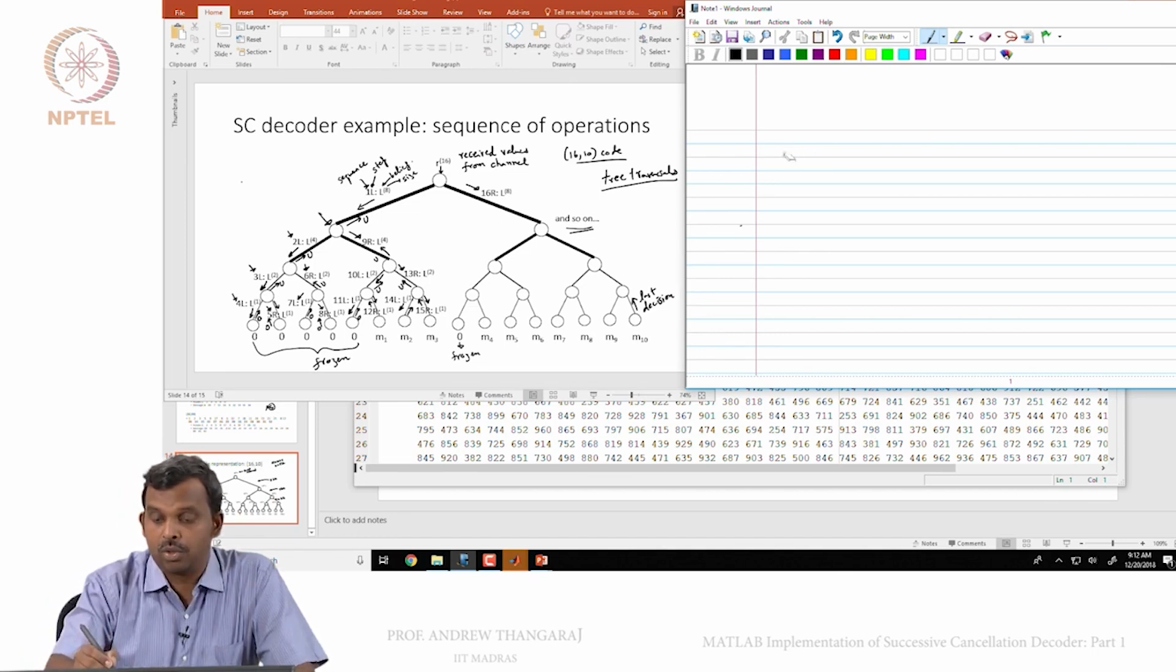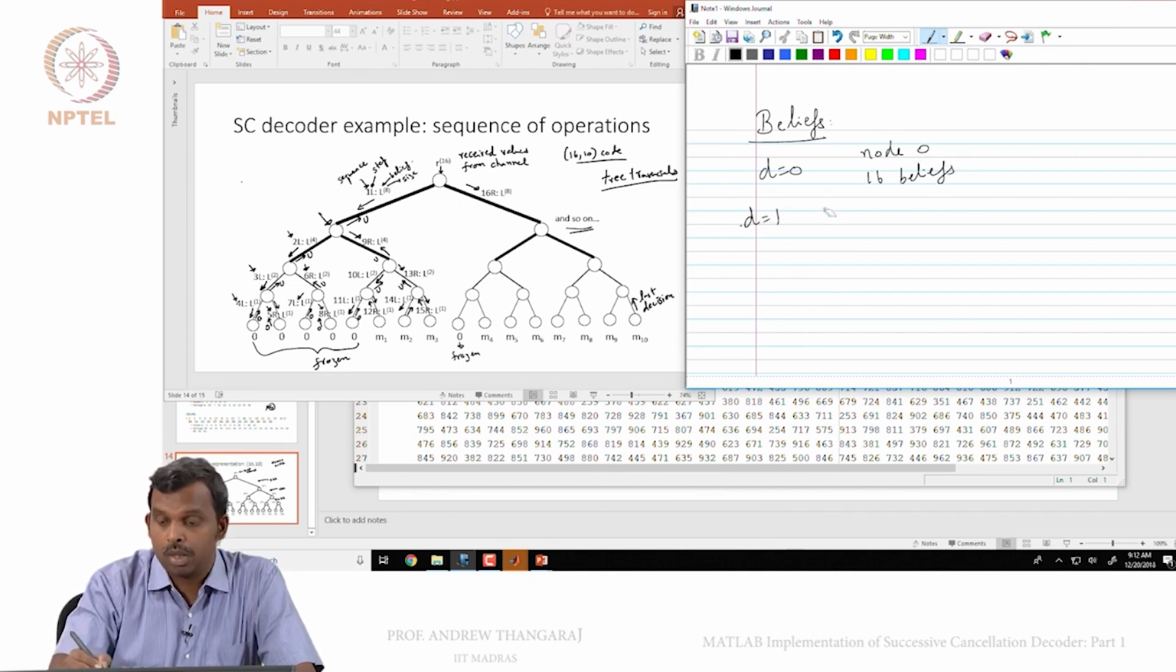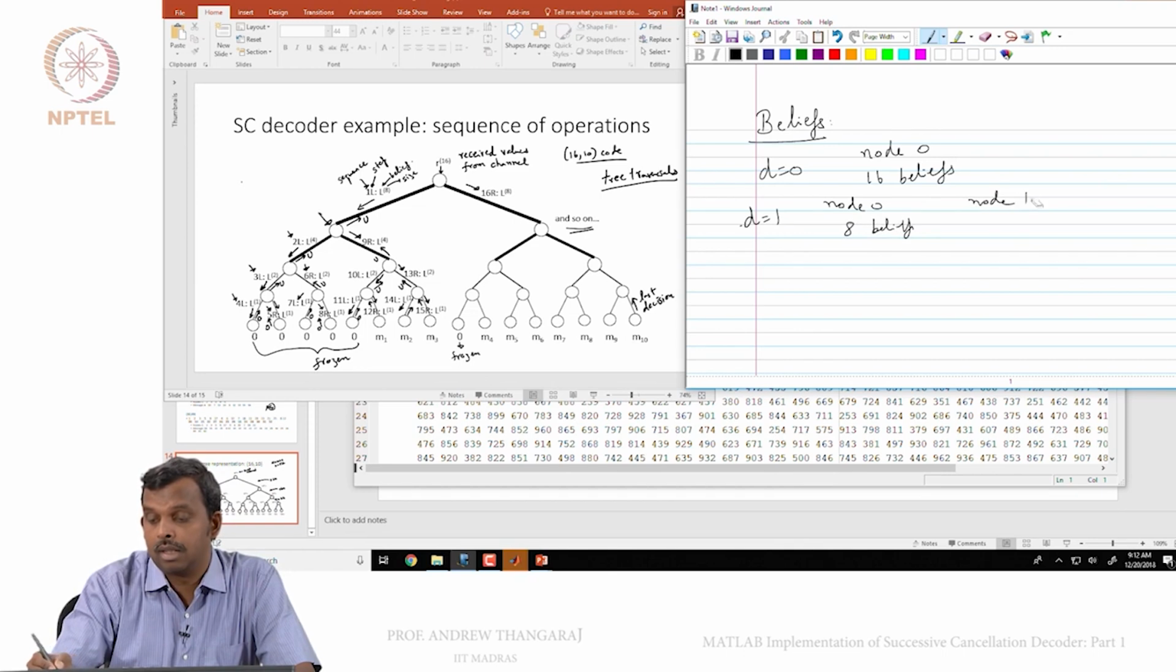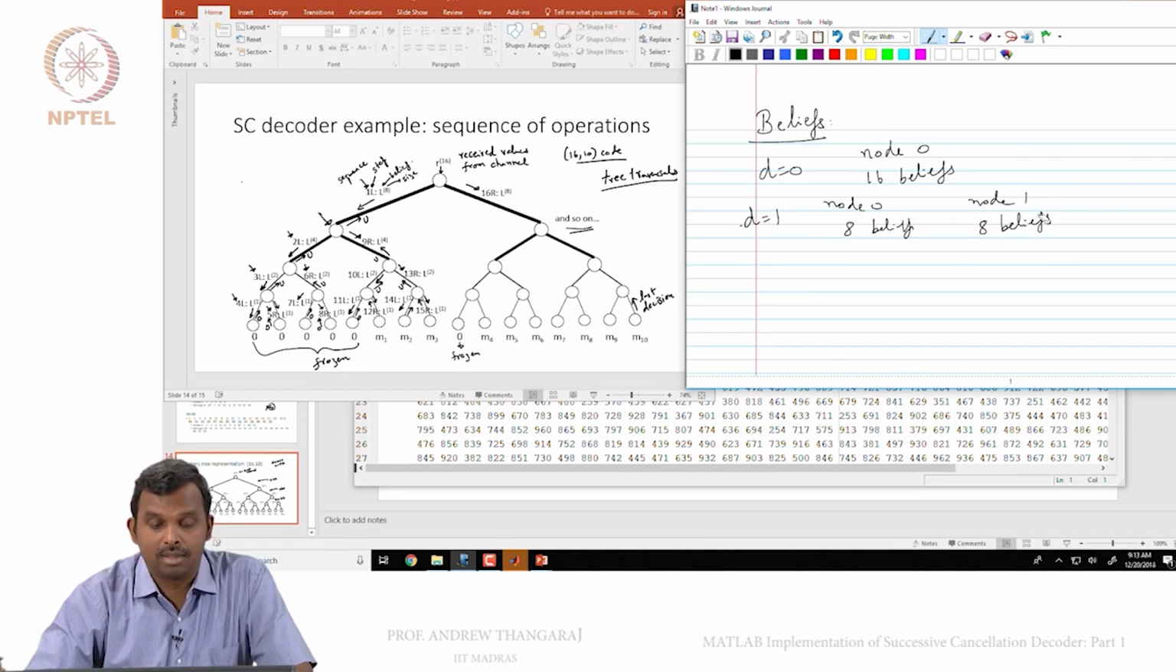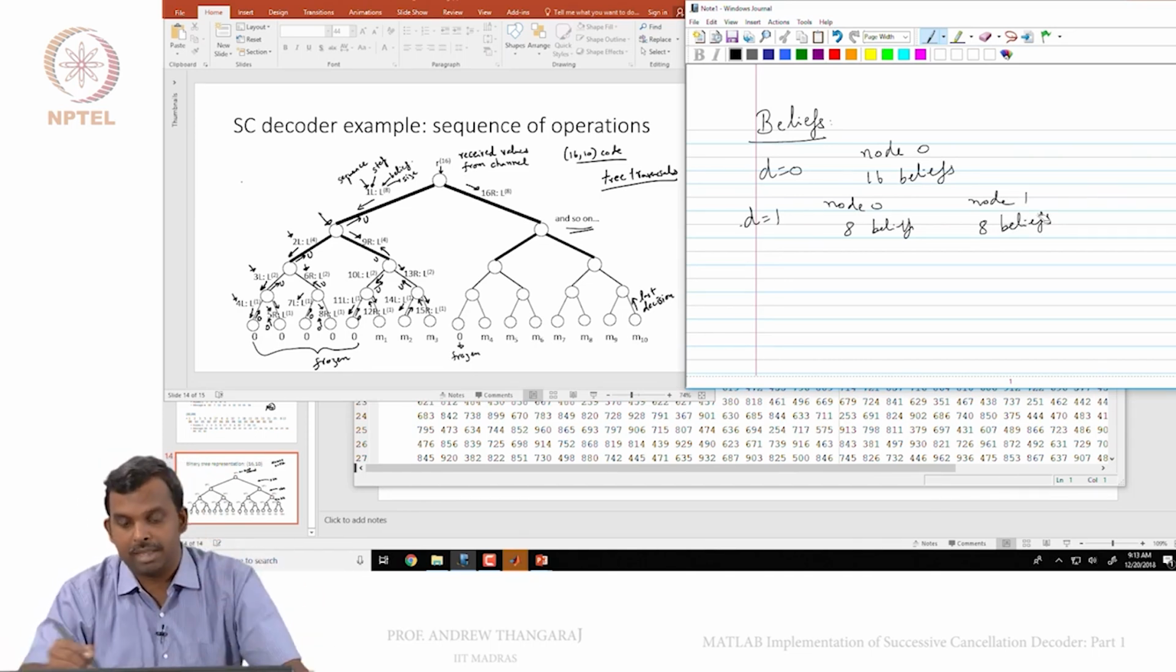So what about the received values? This is the beliefs. You have to store the beliefs. So how do you store the beliefs in the decoder? If you look at depth 0, node 0 has 16 beliefs incoming. It needs to store all that. Then at depth 1, node 0 has 8 beliefs, and then node 1 has 8 beliefs. These are all incoming. Node 1 is sort of not immediate, eventually it happens, but it has 8 beliefs.